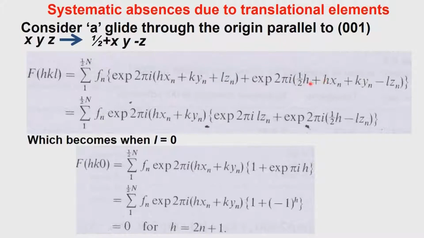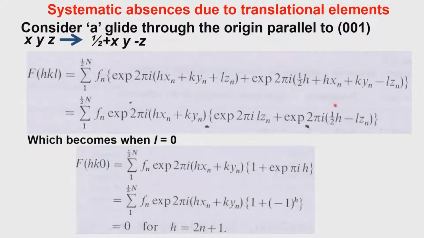so half plus H adds on here, half H plus Hxn plus Kyn and minus Lzn, and this can be simplified and written as the sum over 1 to half of n of fn exponential 2 pi i (Hxn plus Kyn), exponential of this quantity plus exponential of that quantity. Now, remember in the previous case when we were discussing the C-centered lattice, we had expressions on the other side of the common factor, which involved only exponential raised to an integer.